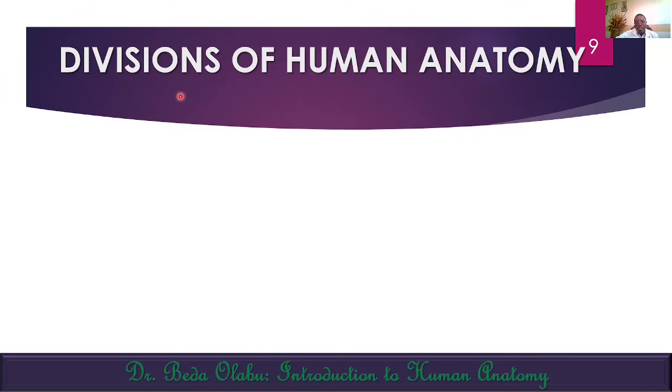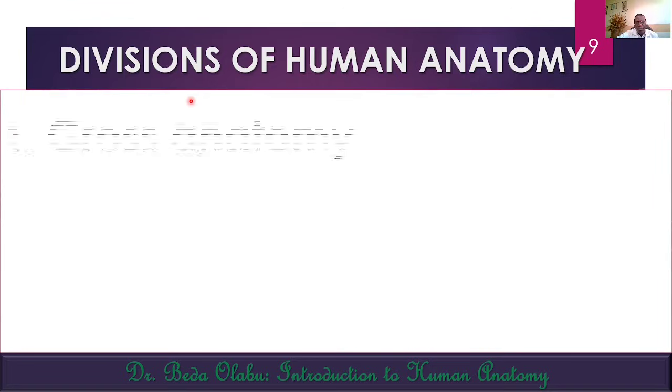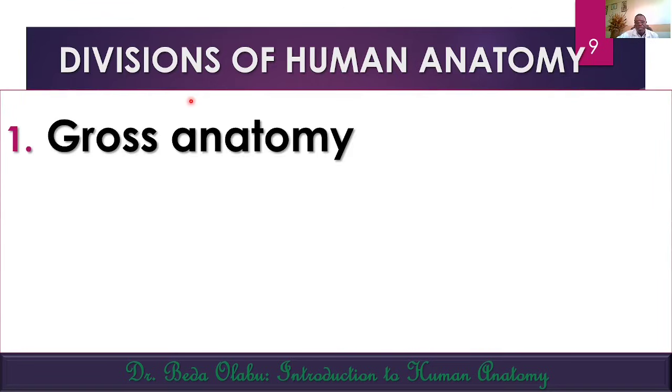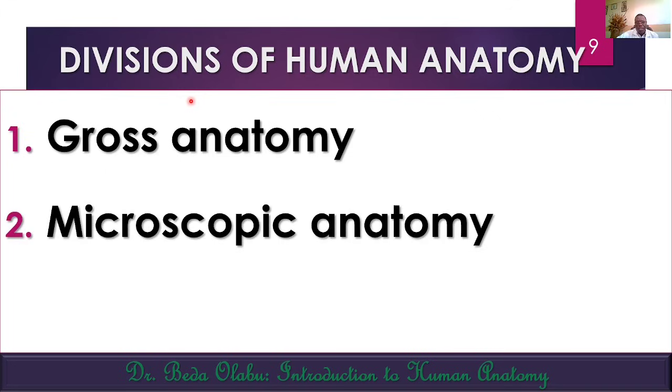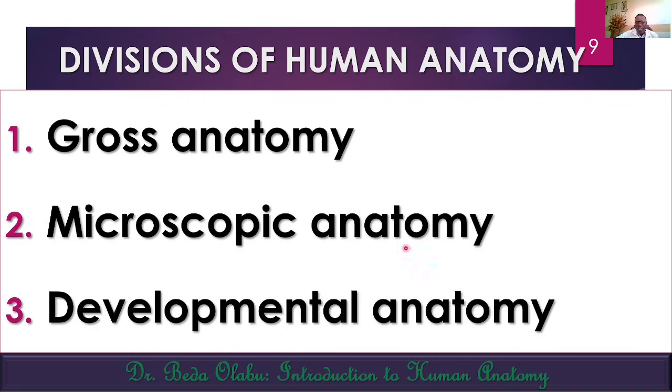So, there are three divisions of anatomy. The first one is gross anatomy. The second one is microscopic anatomy. And the third one is developmental anatomy. There could be other terminologies which are used to refer to the other two. For example, microscopic anatomy is commonly called histology, and developmental anatomy is commonly called embryology.